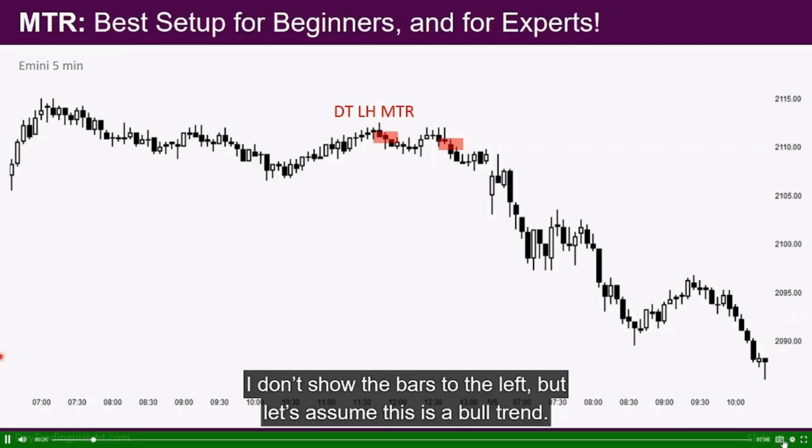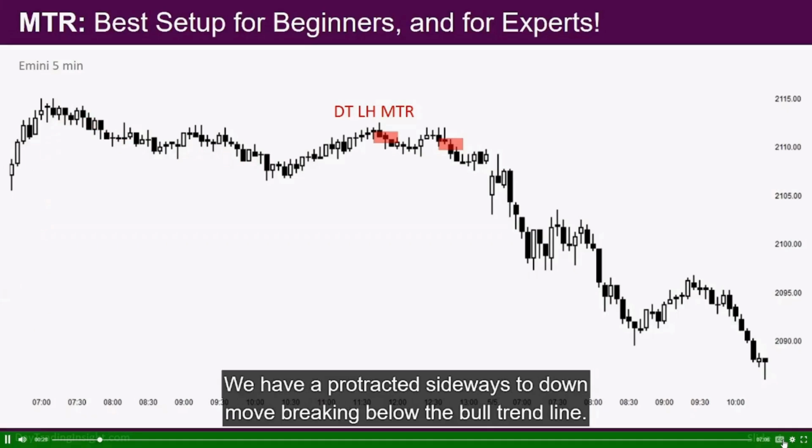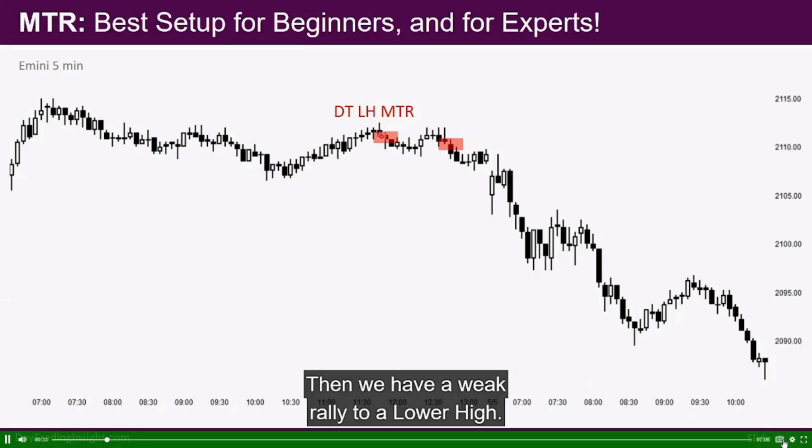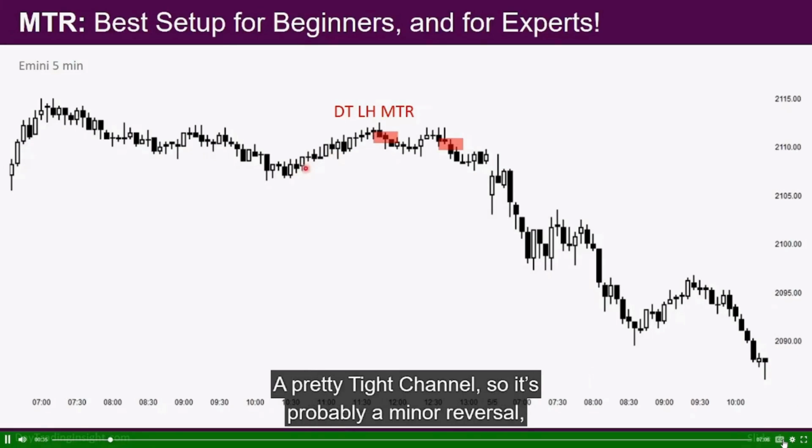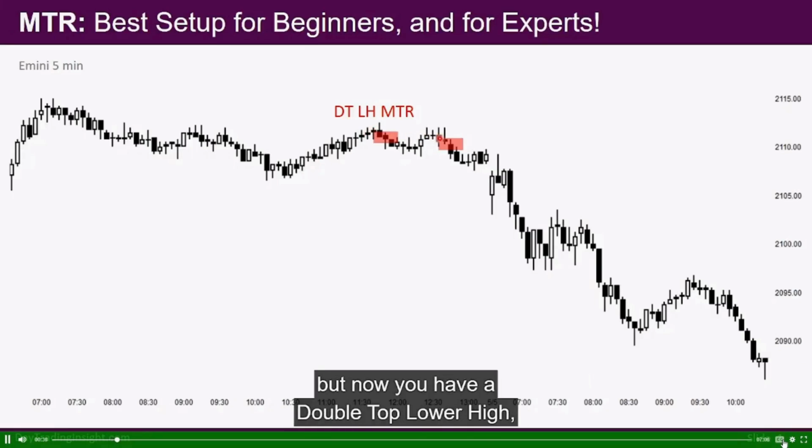I don't show the bars to the left, but let's assume this is a bull trend. And we have a protracted sideways to down move breaking below the bull trend line. And then we have a weak rally to a lower high. Pretty tight channel, so it's probably a minor reversal. But now you have a double top lower high, so it would be a higher probability short right here.